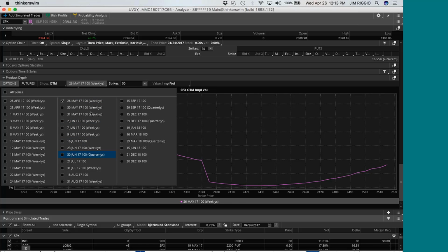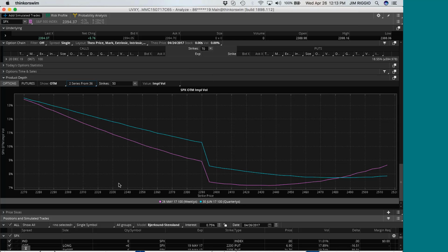And we were looking at 50 strikes, implied volatility out of the money. Okay. So here's what I wanted you to see. This blue line is the one that I just drew, right? That was the quarterly expiration. This pinkish magenta color line is the one we were looking at, the 30 days out. Look at the steepness of the pink line, right?